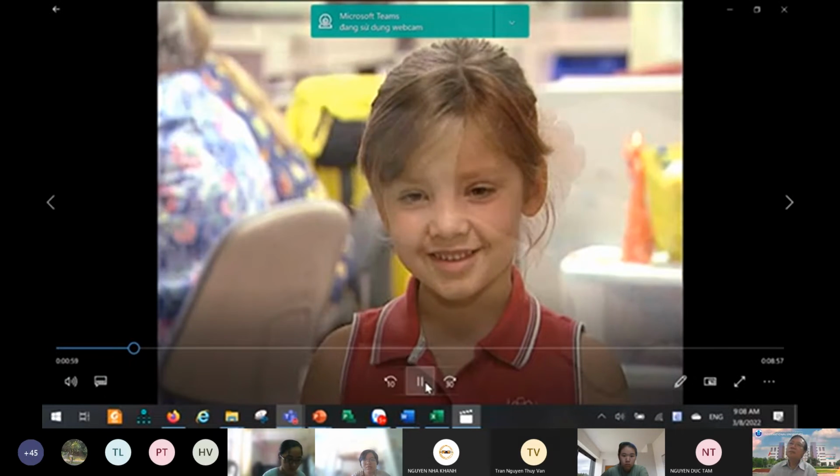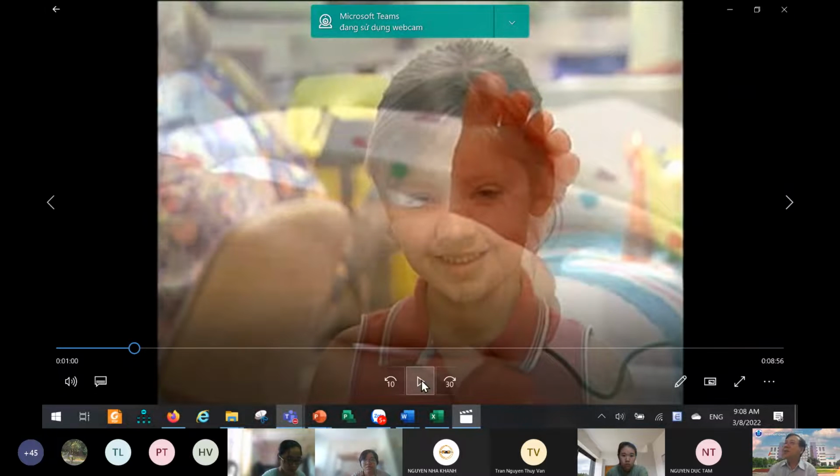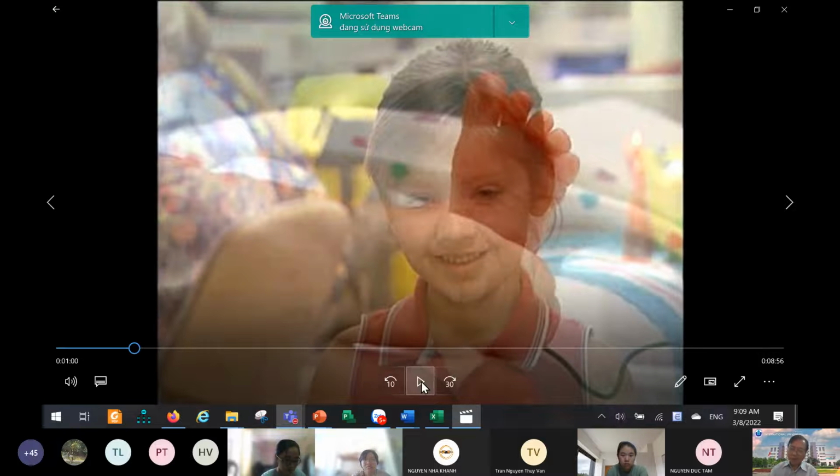Great nurses! Okay. So what is the definition of quality in hospital? You hear a lot, huh? What is it? Take care, and the nurse is very nice to the patient and the family. Yes, right.